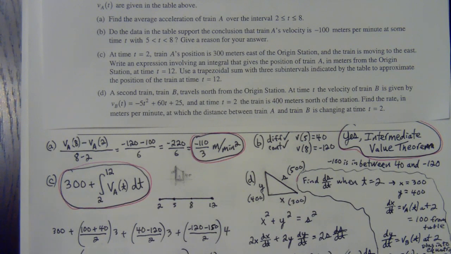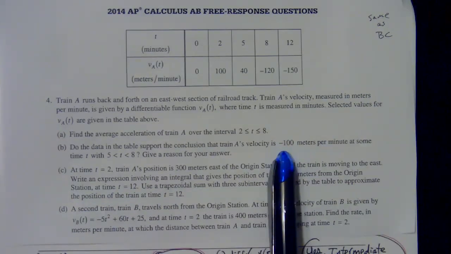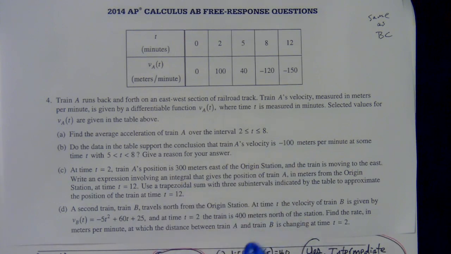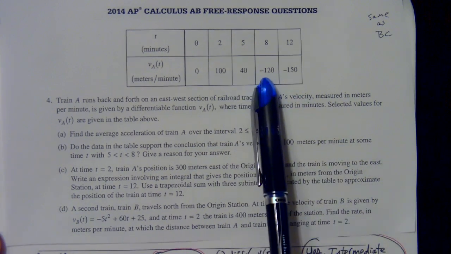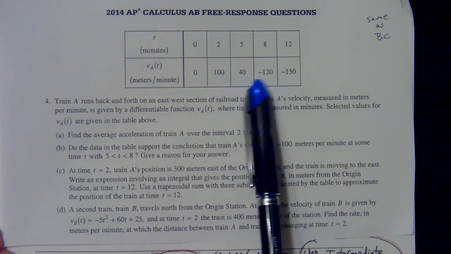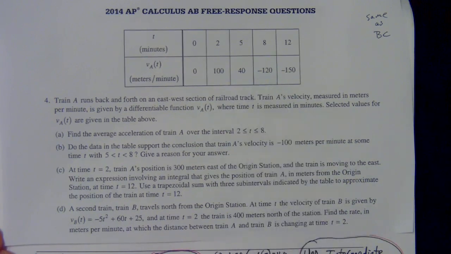Now letter C, it says, do the data in the table support the conclusion that train A's velocity is negative 100 meters per minute at some point? All right, they're asking, is the velocity ever going to be negative 100? You could probably use common sense and say, yeah, because, I mean, you got 40 and negative 120, and guess where negative 100 is at? Negative 100 is in between there.